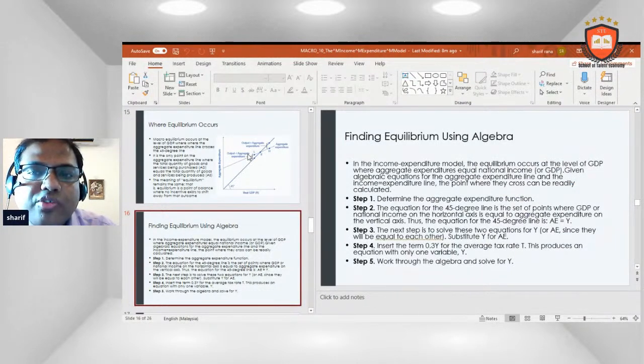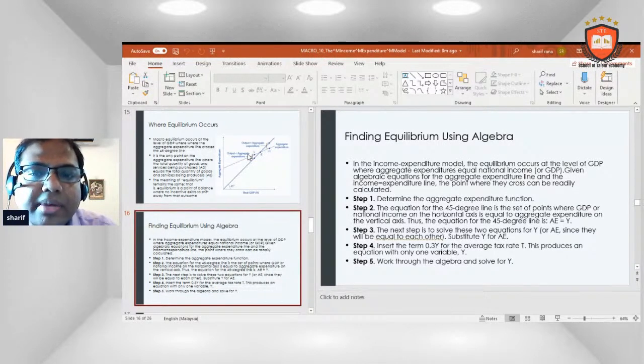Finding equilibrium using algebra. In the income expenditure model, equilibrium occurs at the level of GDP where aggregate expenditure equals national income. Given algebraic equations for the aggregate expenditure line and the income equals expenditure line, the point where they cross can be calculated.